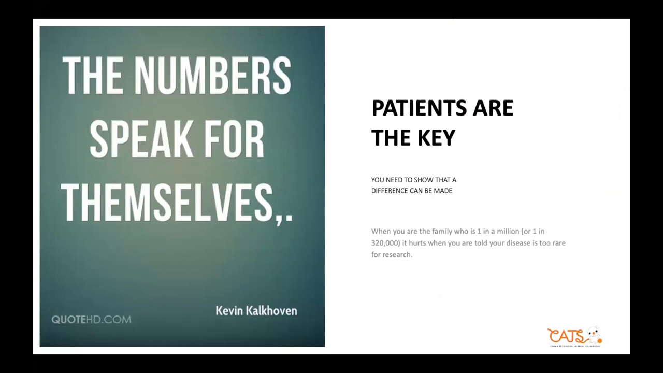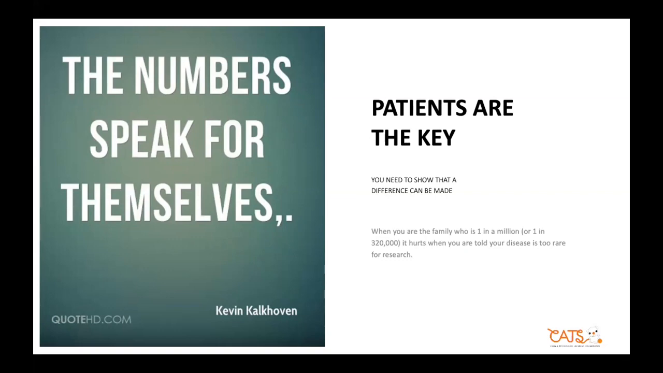And as the parent, or sometimes the patient, when you're that 1 in a million, or in our case, that 1 in 320,000, that really hurts, because it doesn't matter if it's 1 in 10 million. If you're the person who's affected by a disease, or you're watching your child die, that's the only number you need to know. You shouldn't have to justify why you need to look at a treatment. But unfortunately, to get the pharma involved, to get researchers involved, we had to show the numbers. So the numbers had to speak for themselves.